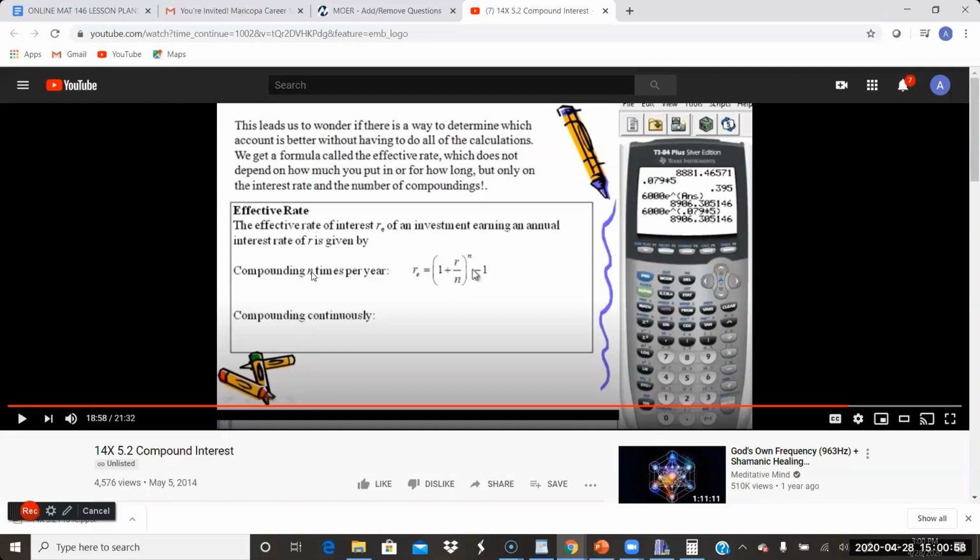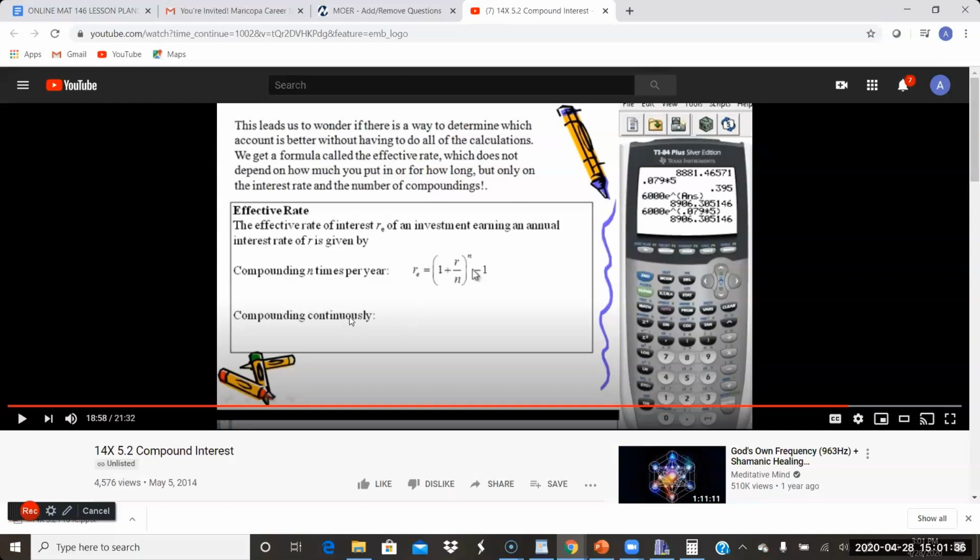So if you're compounding several times a year, you would use this formula, which is R with a little e on the bottom equals, and in parentheses, 1 plus your interest rate that they give you divided by the number of times a year you're compounding. So if it's semi-annually, it'd be 2 there. Then you put the same 2 as your power, make that calculation, and then subtract 1. That gives you the effective rate of interest for that account.